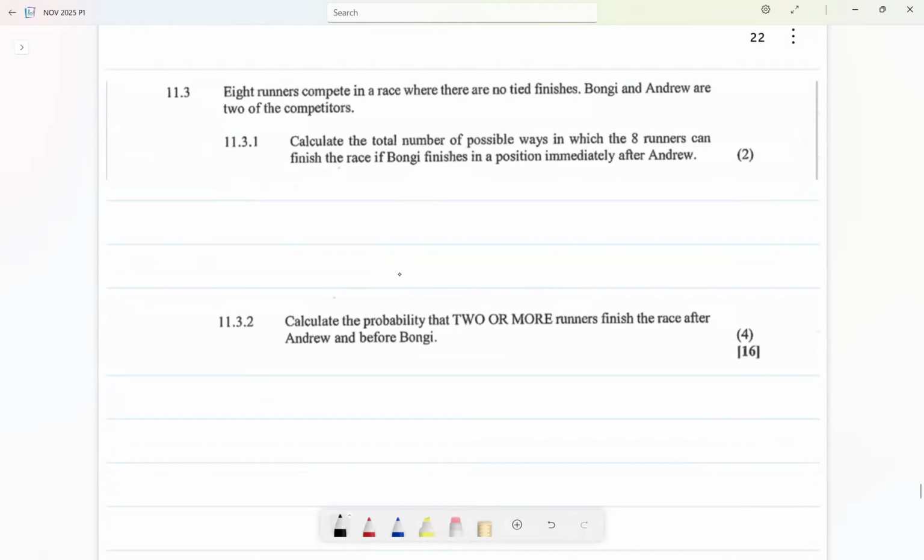Okay, interesting. 11.3 says 8 runners compete in a race where there are no tied finishes. Bongi and Andrew are 2 of the competitors. 11.3.1, calculate the total number of possible ways in which the 8 runners can finish the race if Bongi finishes in a position immediately after Andrew. So we want Bongi to finish in a position immediately after Andrew.